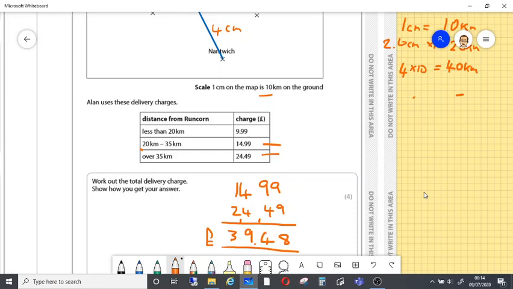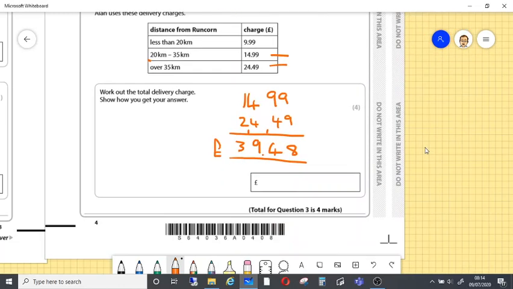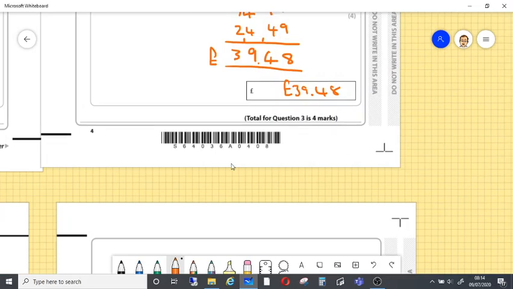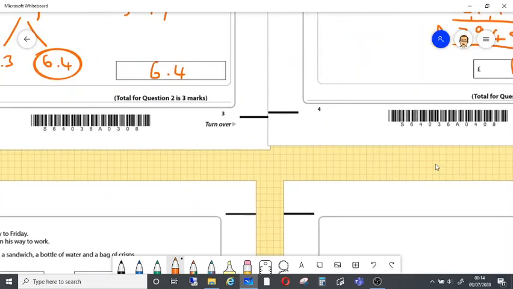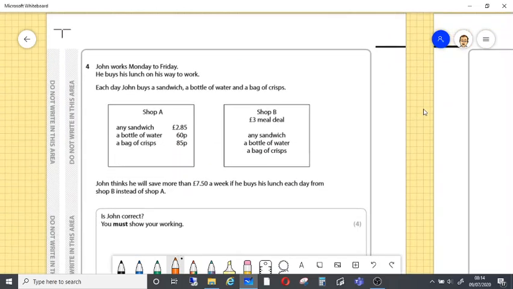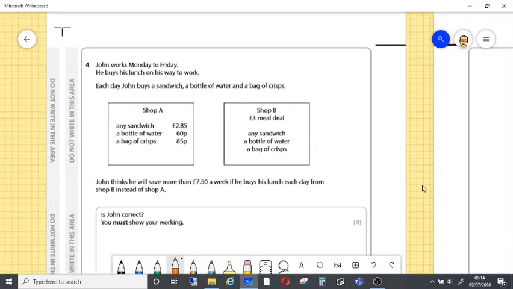That will be the cost of the delivery charges for the 2 deliveries. So let's pop that in there. 39.48. Fantastic. Let's see what we've got left. Move across. I think this is the final question. Yes, it is.